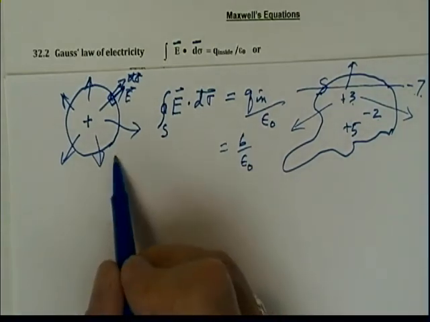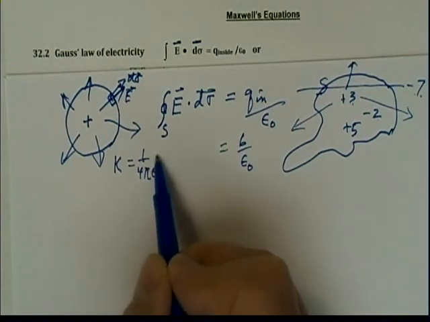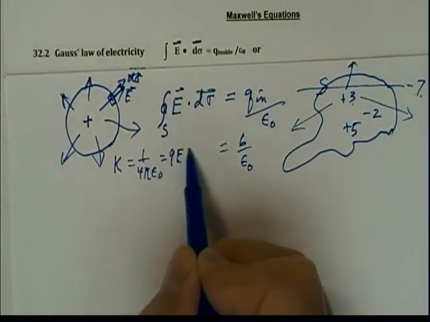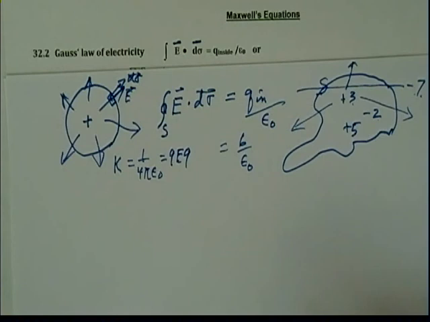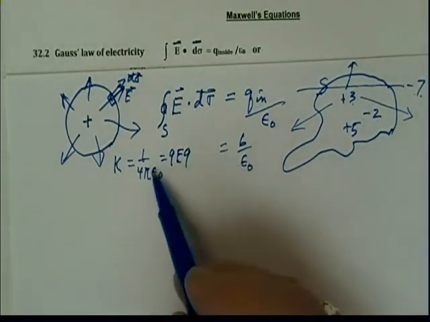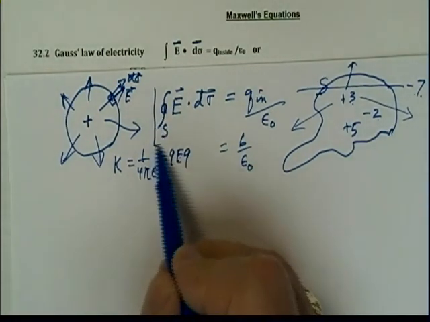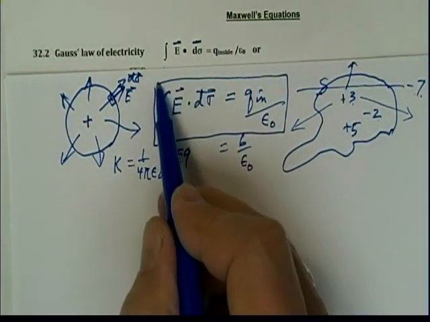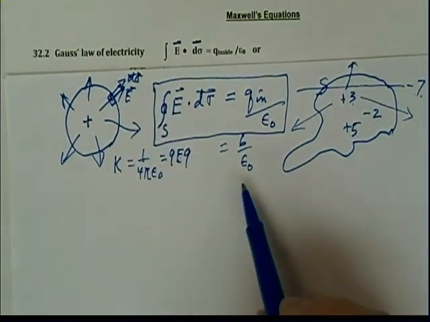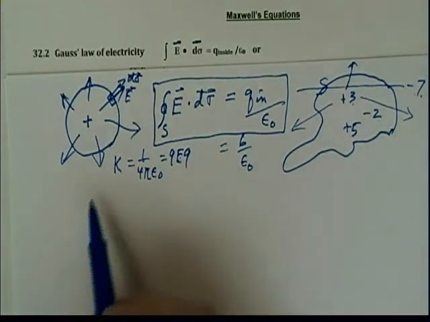And of course you require that our constant k is 1 over 4 pi epsilon naught, and k was equal to 9 times 10 to the 9th, to a very good approximation. That allows us to calculate the numerical value of epsilon naught very accurately from this equation. So this is our first of Maxwell's equations, and it is useful in actually determining the electric field in cases of a lot of symmetry.